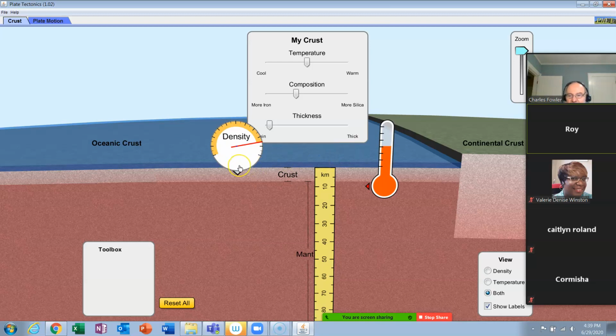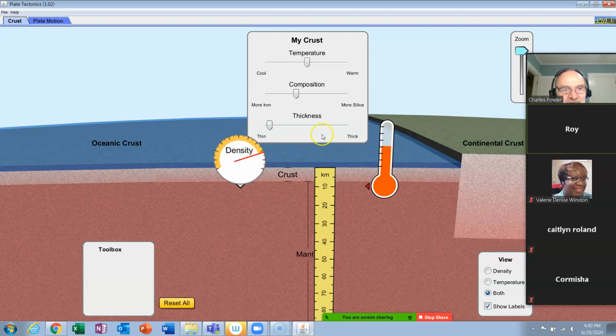Oh, move the density gauge to the upper part of the mantle, right? Okay. And it didn't seem like it changed much, did it? Let's see, 1, 2, 3, 4, 5, 6, 7, 8. Looks like maybe 8.2 or 3 or something like that, would you say? Okay. All right. Now what's next?